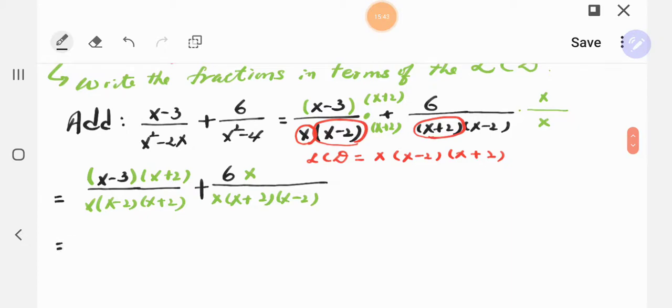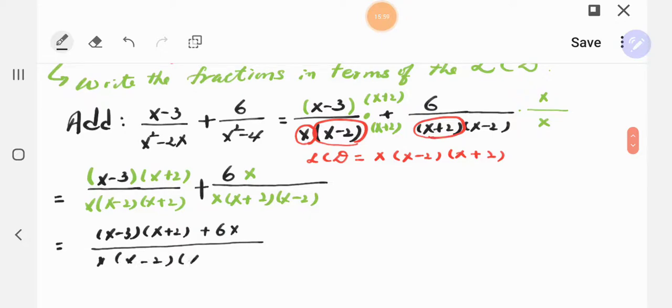Since we have the same denominator, we can add the numerators. The numerator is (x minus 3)(x plus 2) plus 6x, and the denominator is x times (x minus 2)(x plus 2). Then simplify the numerator and factor it so that we can cancel out the common factors. In this case, use the FOIL method so that we can simplify the numerator.